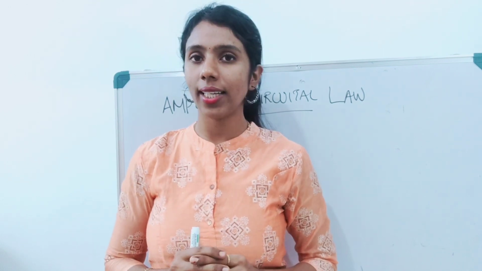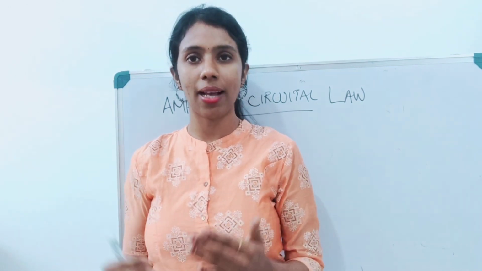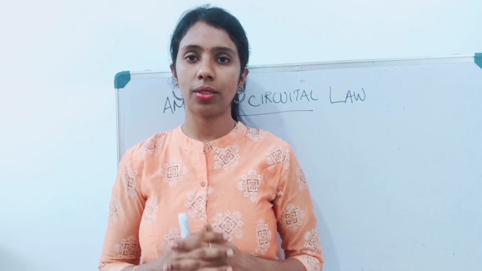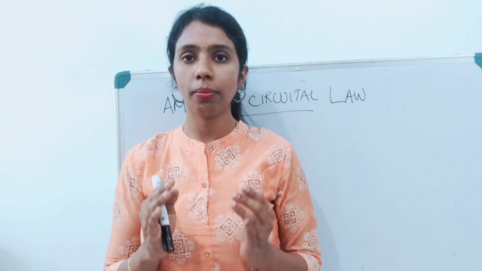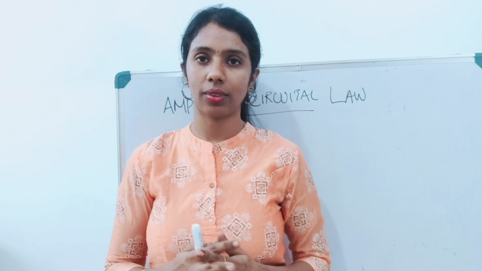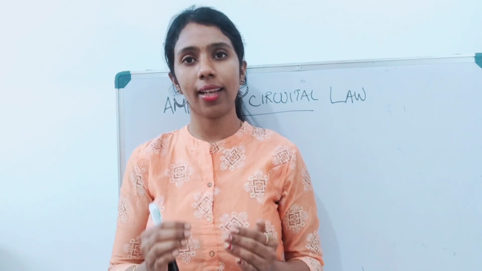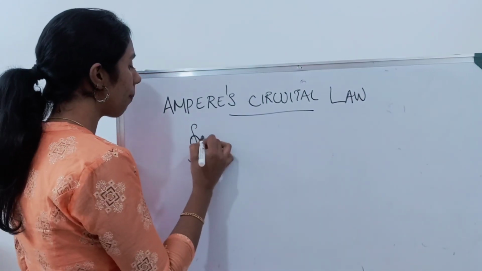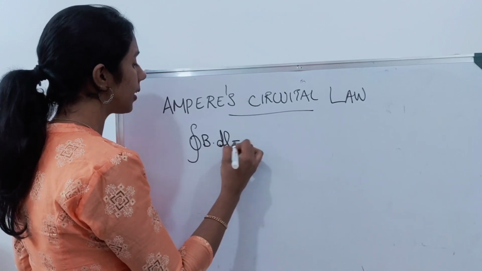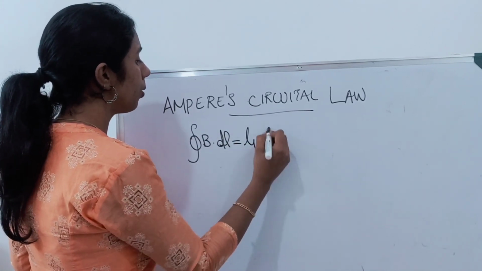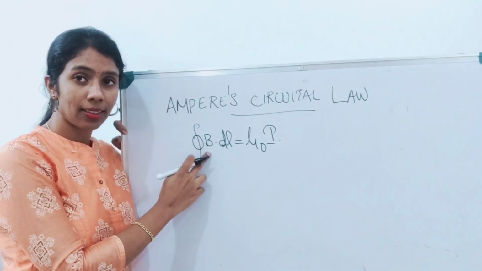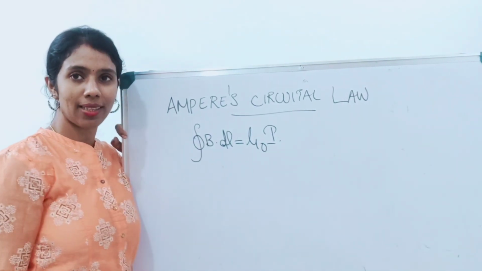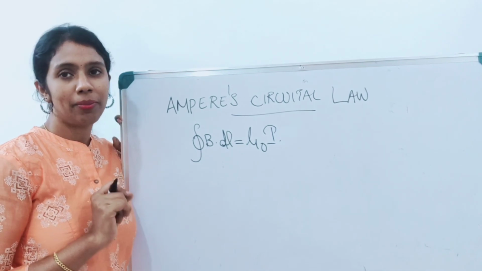Ampere's circuital law gives a relationship between the magnetic field and the current which produces that magnetic field. We can state Ampere's circuital law as: the line integral of the magnetic field around a closed circuit is equal to mu0 times the current passing through that circuit. Mathematically, we can write it as integral B dot dl is equal to mu0 into I, where mu0 is the permeability.